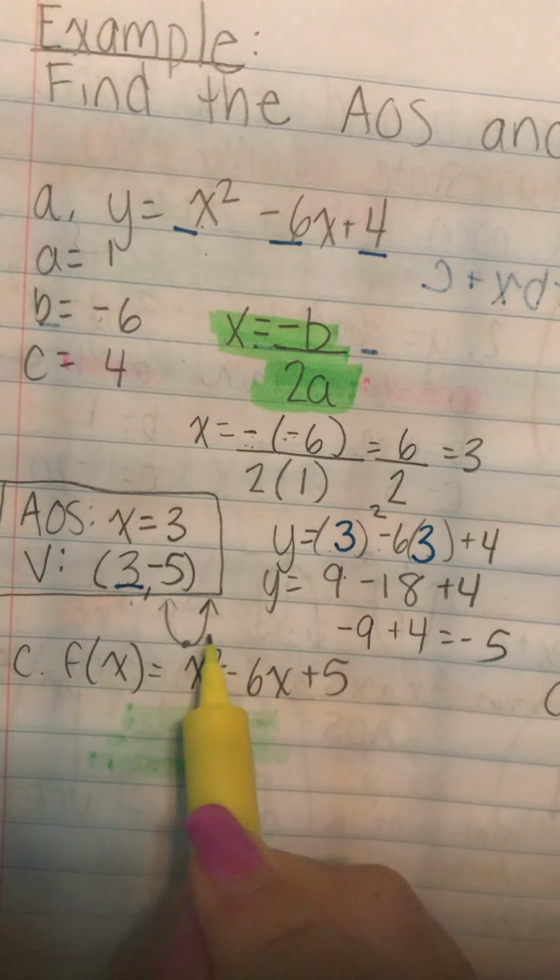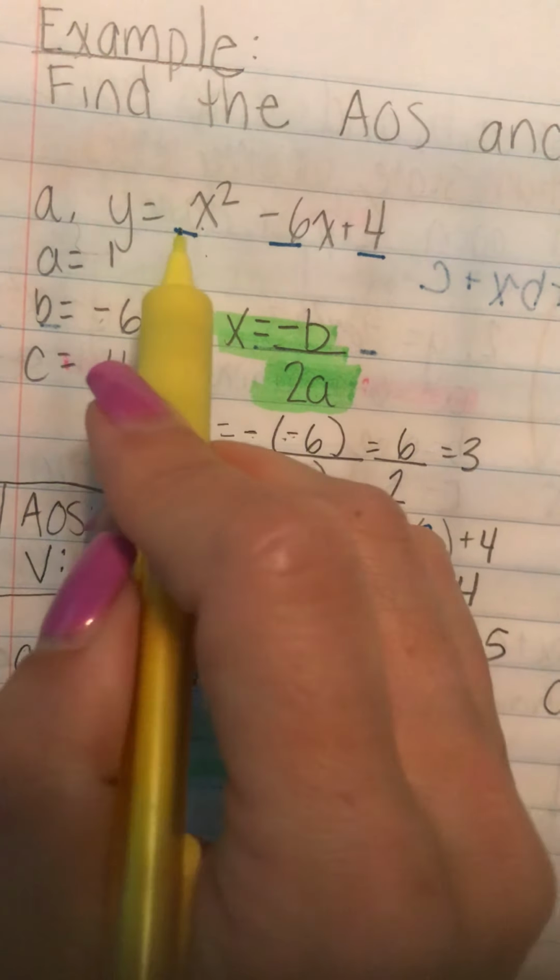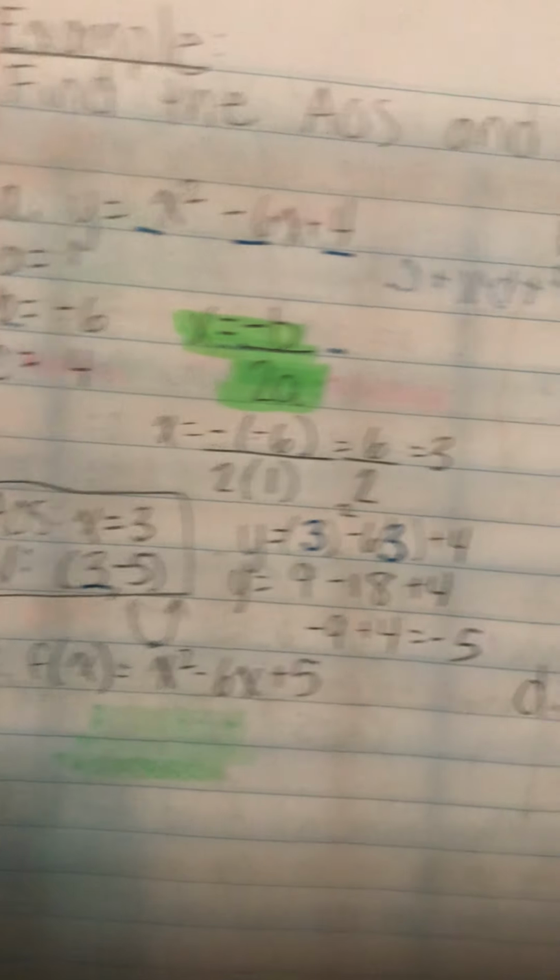How did I know to graph it happy? Because my a value is positive.